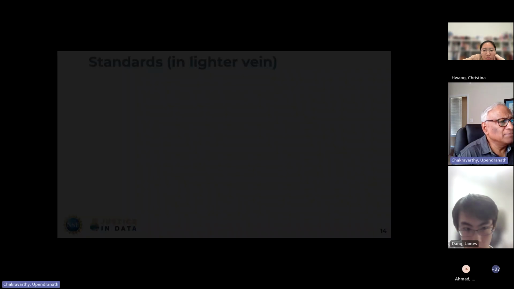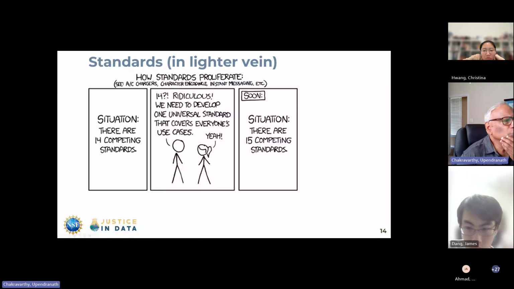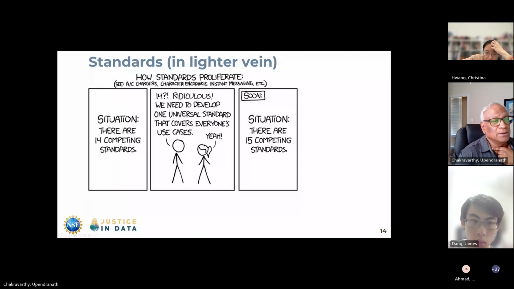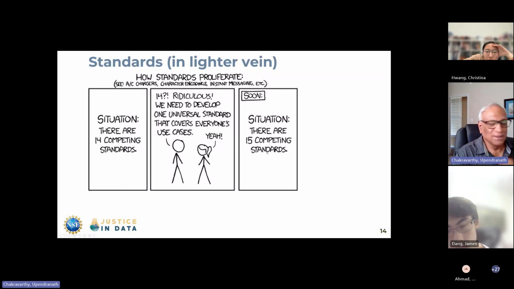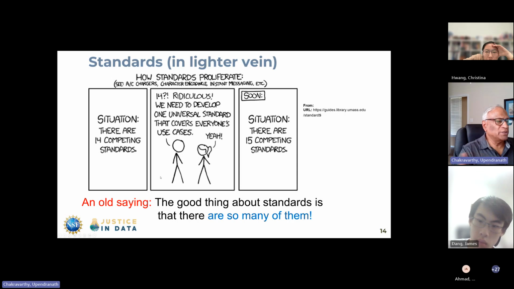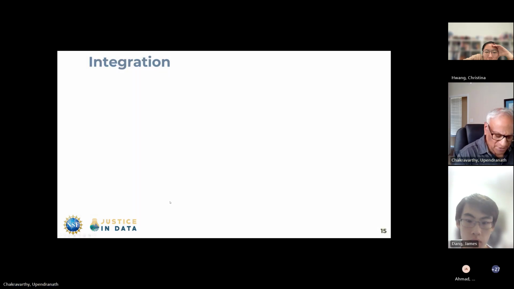So, okay, here is something in a lighter vein. Why do we see so many standards? Situation: there are 14 competing standards. 14, ridiculous. We need to develop one universal standard that covers everyone's use cases. Yeah, now we have 15 competing standards instead of 14. So that's to some extent how it is. Also there is an old saying that the good thing about standards is that there are so many of them. So that's kind of an oxymoron. If you have a standard, you are supposed to have only one of them, not many. Okay, so that's about standards.